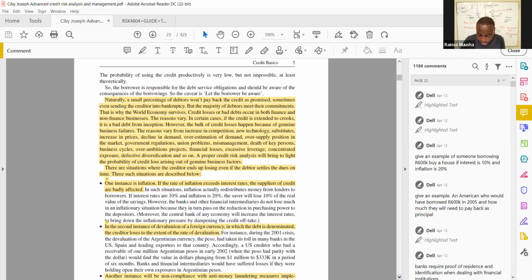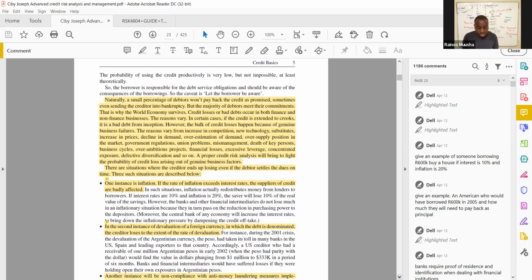A proper credit analysis, risk analysis, will bring to light the probability of credit loss arising out of genuine business factors. There are situations where the creditor ends up losing even if the debtor settles the dues on time. Three such situations are described below. The first one is an instance of what? Of inflation. If the rate of inflation exceeds the interest rate, the suppliers of credit are badly affected.